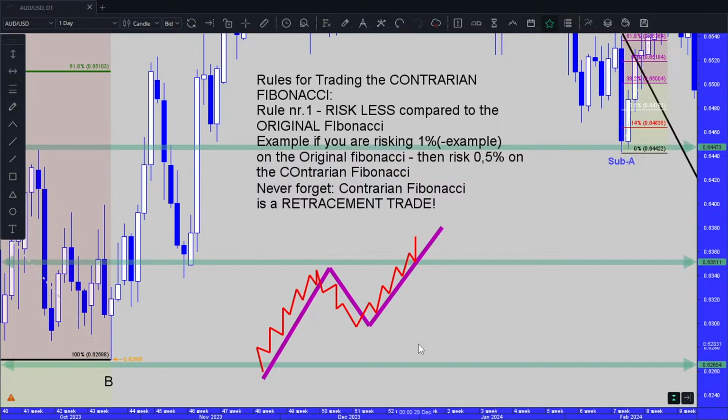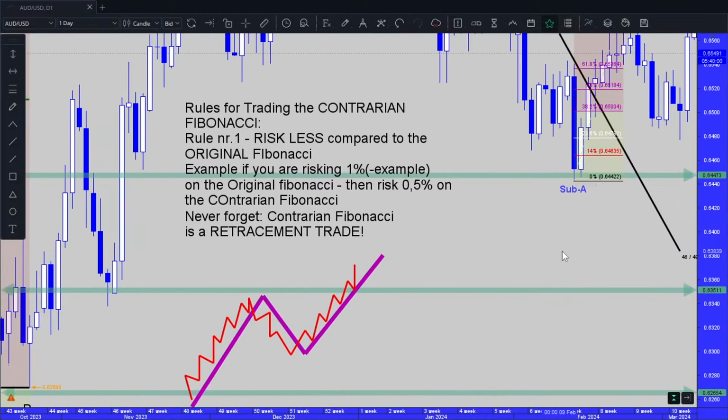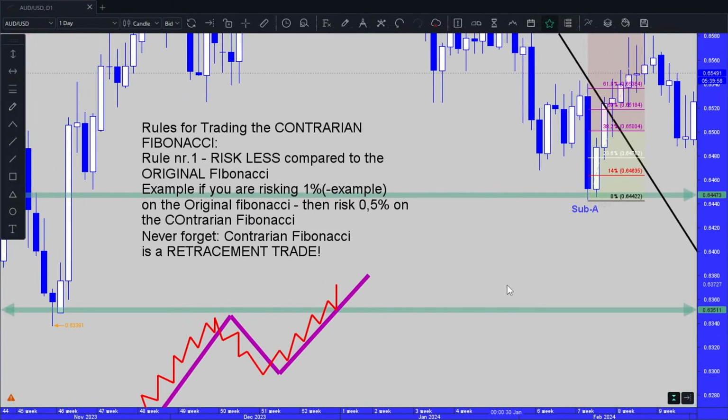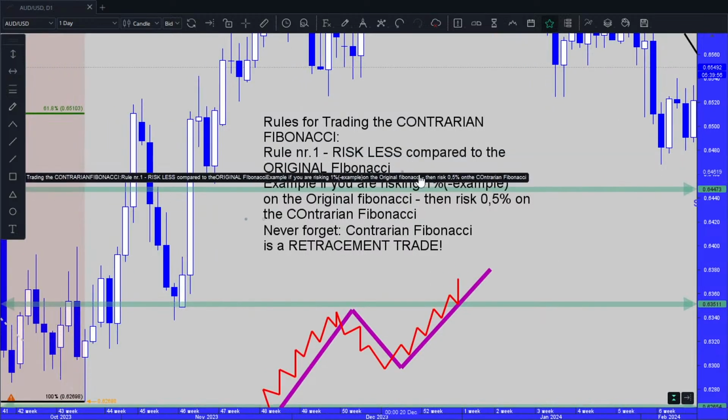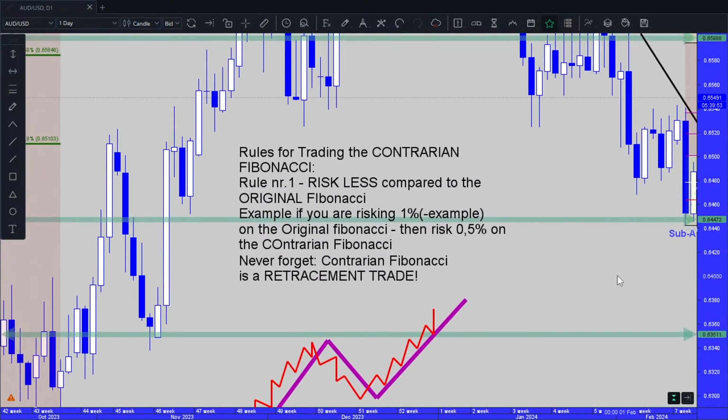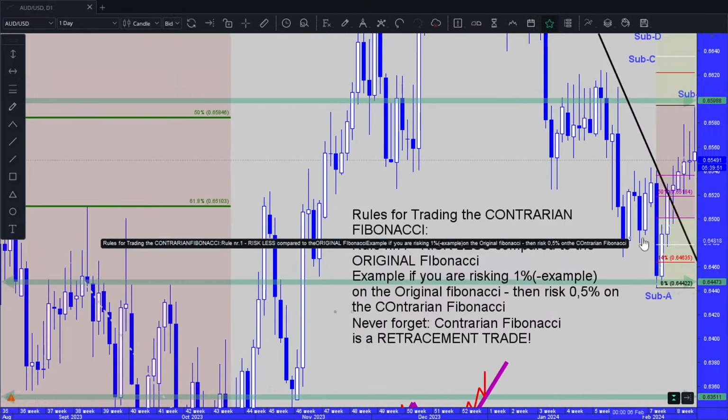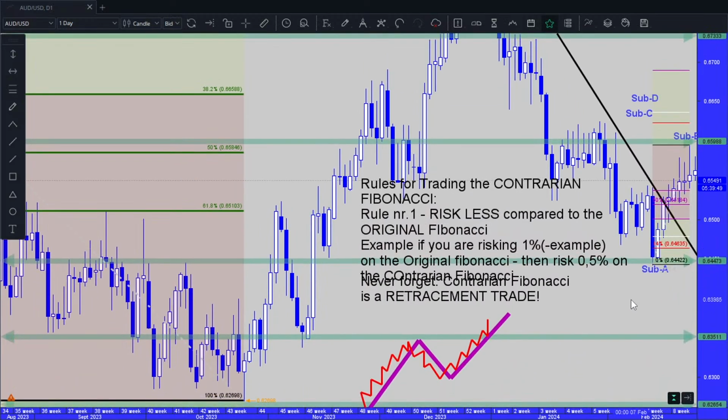Alright? It's easy to be stopped out on a retracement trade. Alright, so this is one rule, right? Now, if we zoom out, this is our Contrarian Fibonacci.